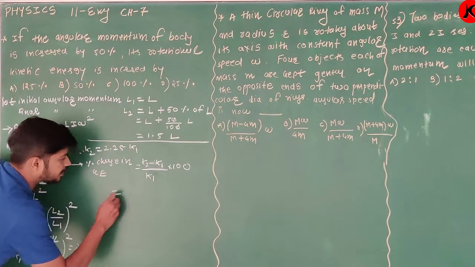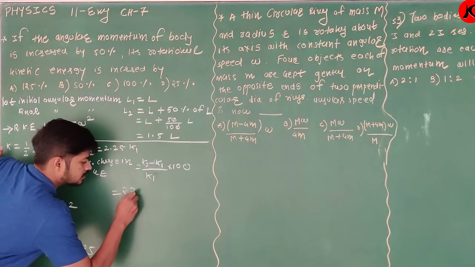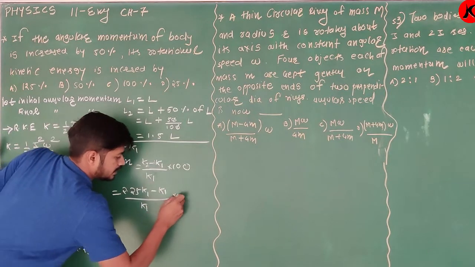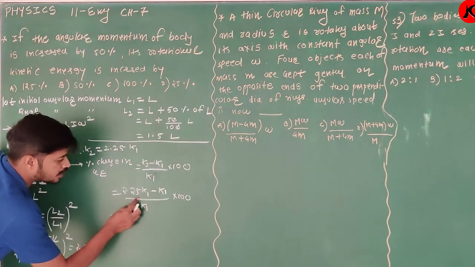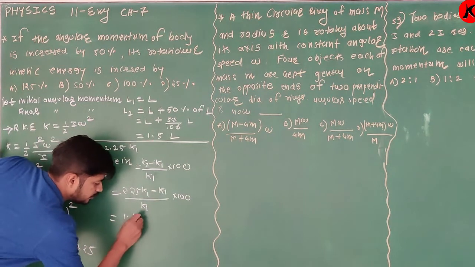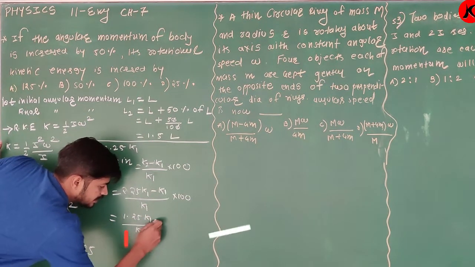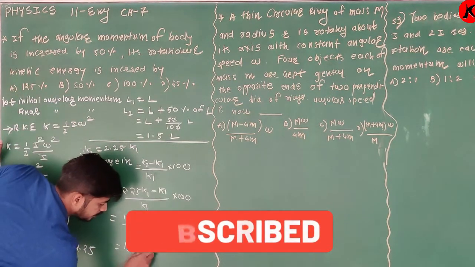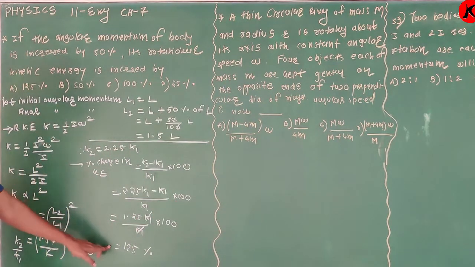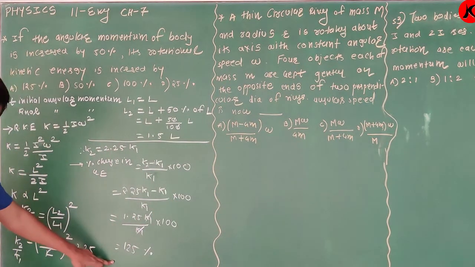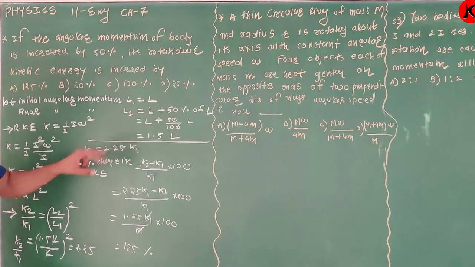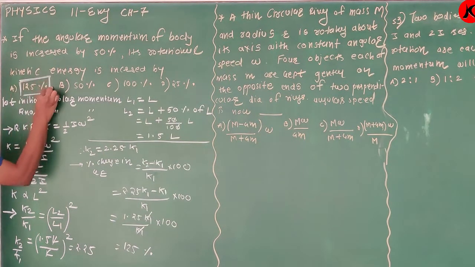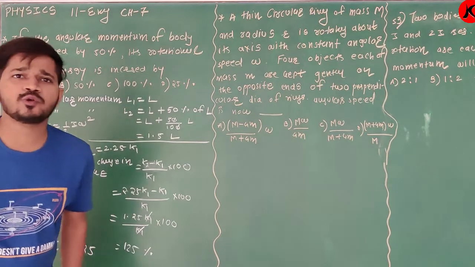So K2 is 2.25 K1. So it is 2.25 K1 minus K1 upon K1 into 100. 2.25 K1 minus K1 means it is 1.25 K1, divided by K1, into 100. K1 cut, 1.25 into 100 means it is 125%. And as your answer is plus, there is an increase in kinetic energy by 125%.